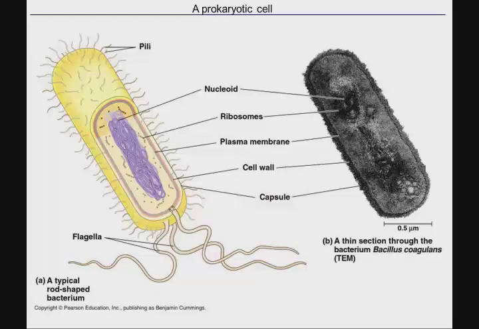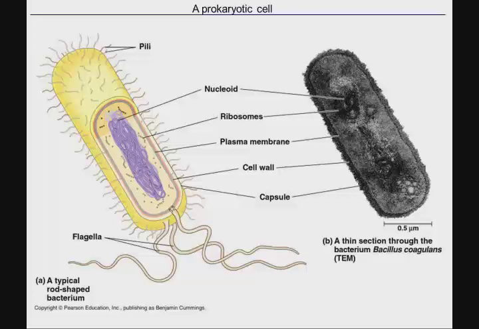Now remember, the best place to start when you look at a cell is looking at the plasma membrane and working your way in and out from there when you're concerning yourself with anatomy. So the plasma membrane defines our cell. What's chemically inside of it is the cytoplasm, and outside of that is the exterior of the cell.